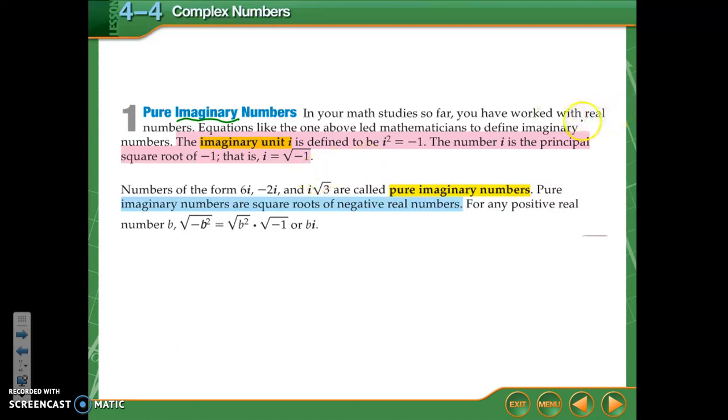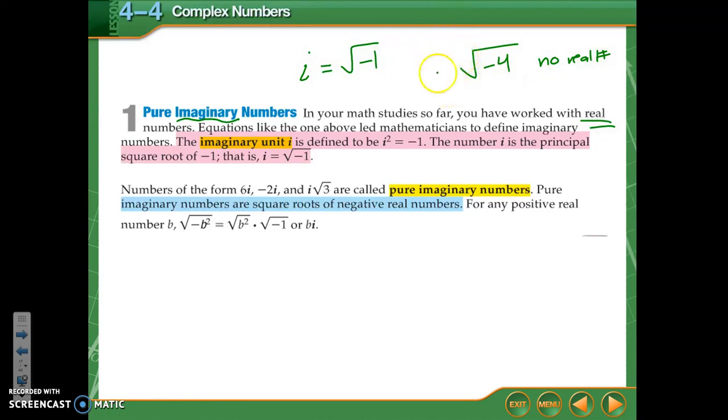We have so far only worked with real numbers. Equations, like we'll see in a minute actually, led mathematicians to define what we call the imaginary unit i. Basically i is the square root of -1, because when do we run into trouble with square roots? Well, if I tried to take the square root of -4, up until now we've said there's no real number that meets that, because there's no number times itself that gives me -4. -2 times -2 is +4, and 2 times 2 is +4.